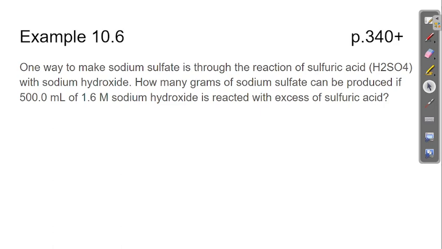It says one way to make sodium sulfate is through the reaction of sulfuric acid, and they give you the compound's formula, with sodium hydroxide. How many grams of sodium sulfate can be produced if 500 milliliters of 1.6 molarity sodium hydroxide is reacted with excess sulfuric acid? And if you remember, excess just means you have too much of it, you're not going to run out of it. Somebody else is the limiting reactant.